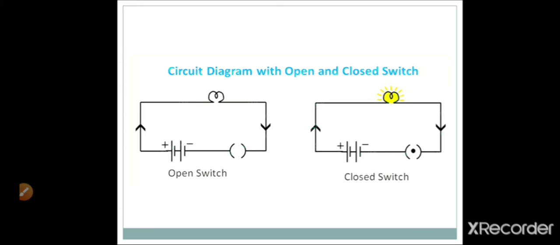Here are two circuit diagrams with open and closed switches. In the first one, it is an open switch circuit diagram where the key is in the off position and the bulb is not glowing. Whereas in the second circuit, it is a closed switch circuit where the key is closed, and it means current is flowing in the circuit and the bulb is glowing.